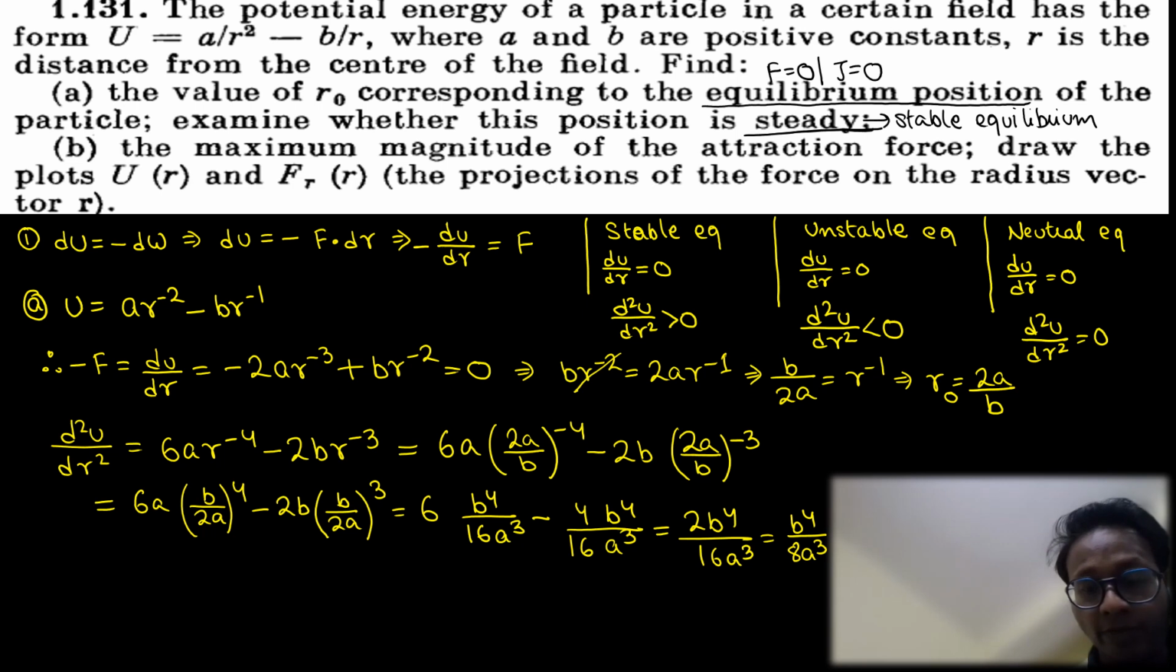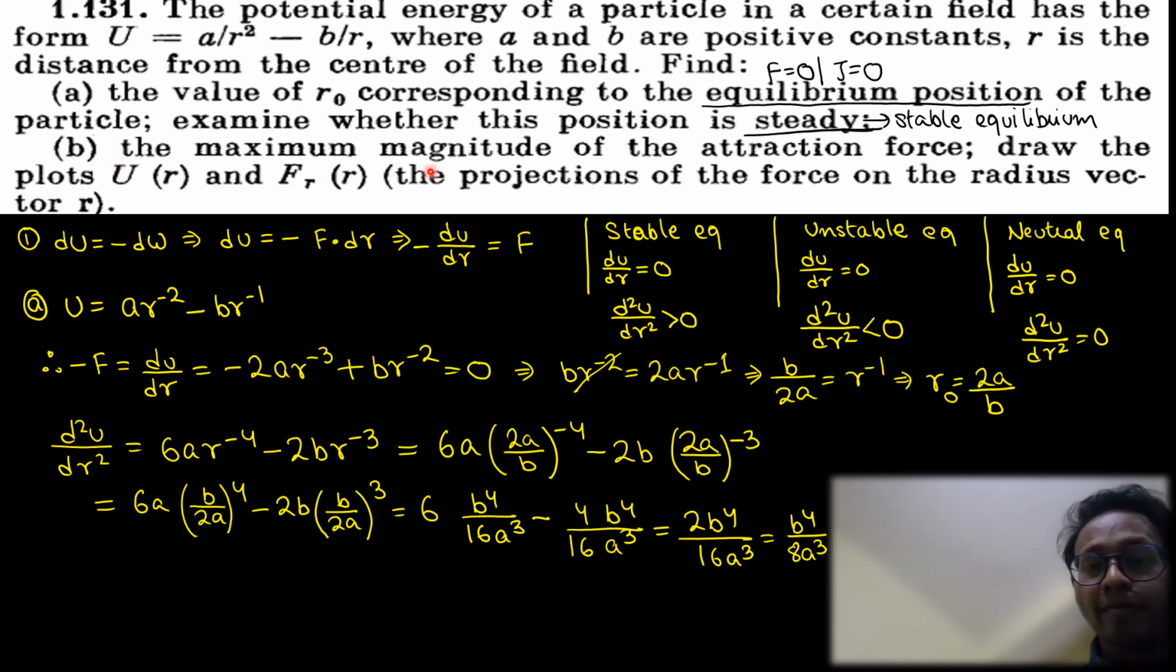Now I have to check whether this value is positive, negative, or 0. Out here a and b are positive constants, in the question it is given. That means b to the power 4 by a cube is always positive and 1 by 8 is already positive. So this entire term is greater than 0. That means the body is in stable equilibrium. Understood?